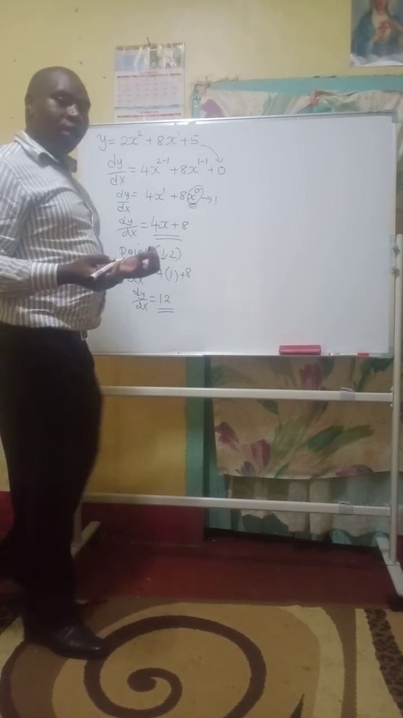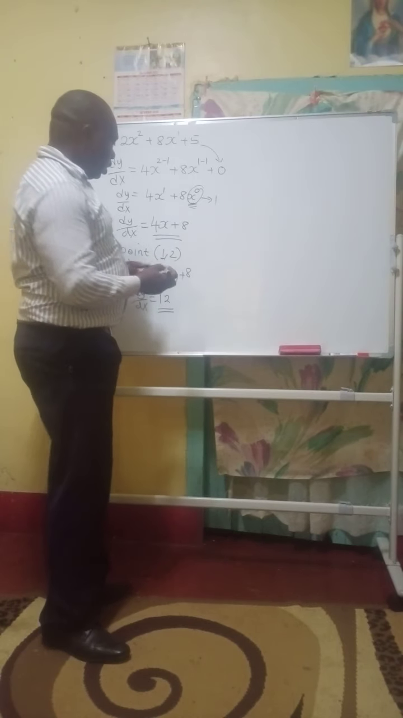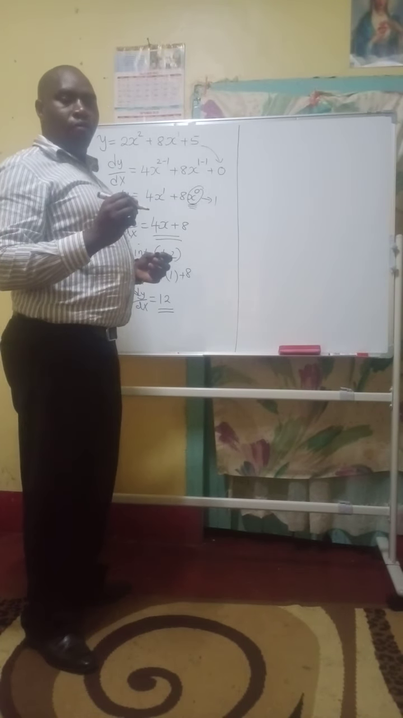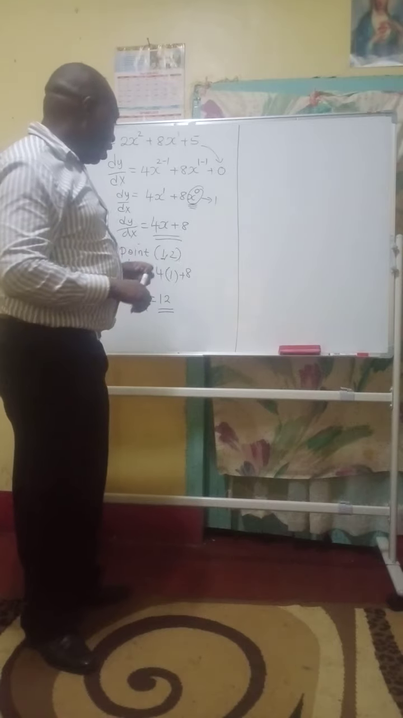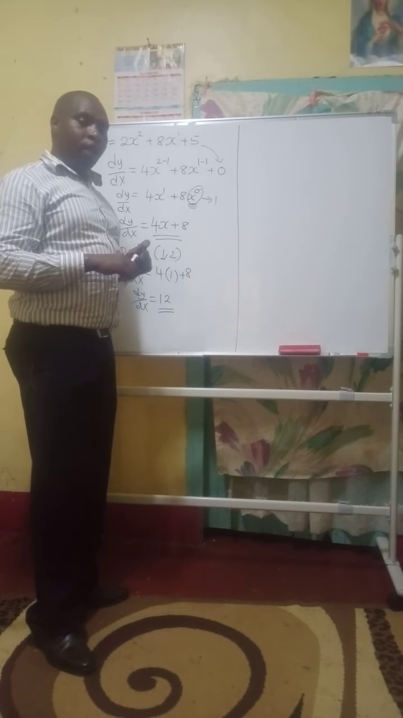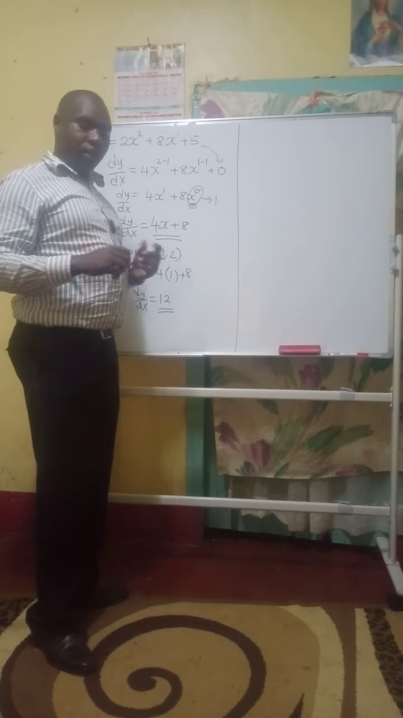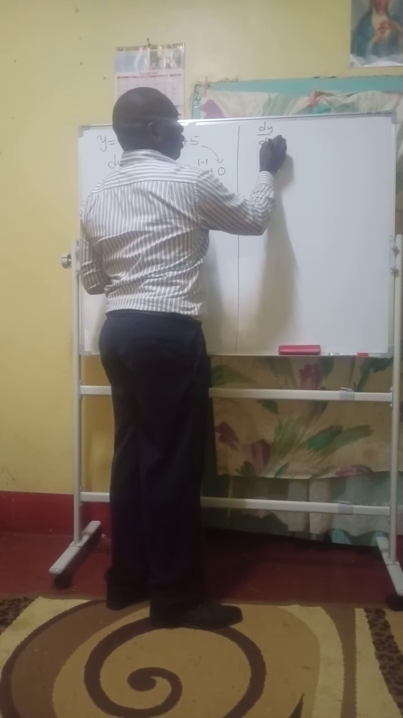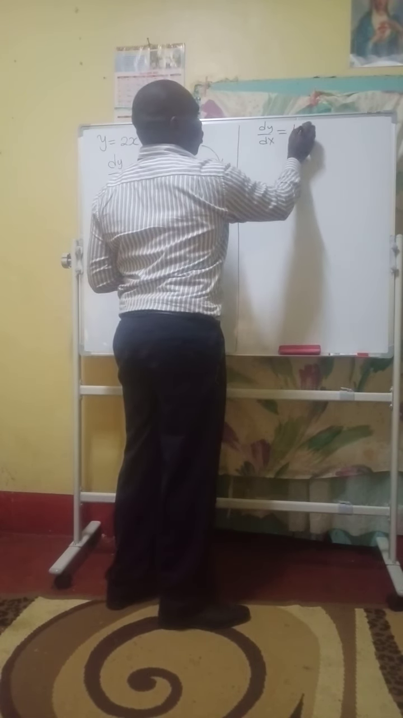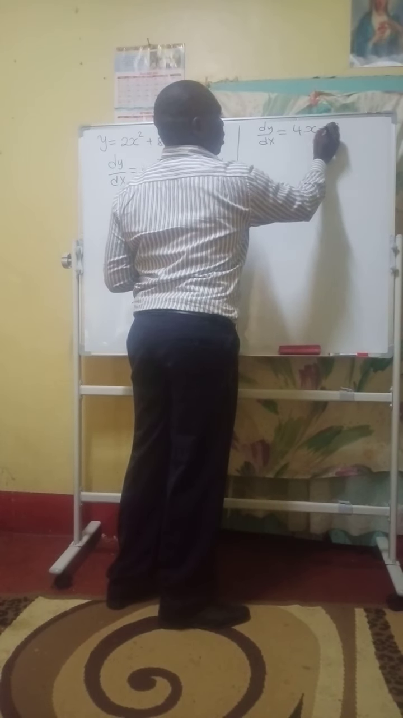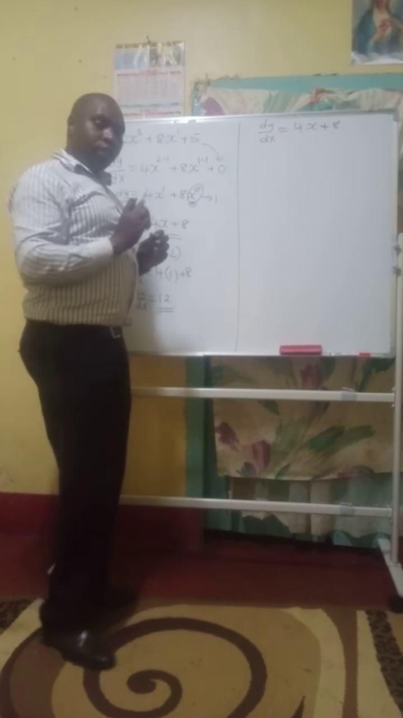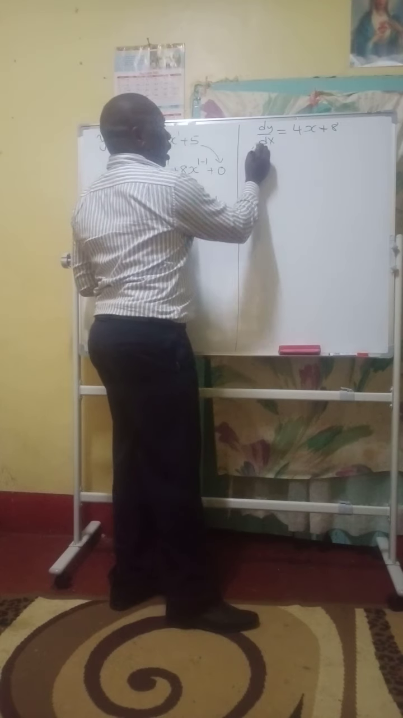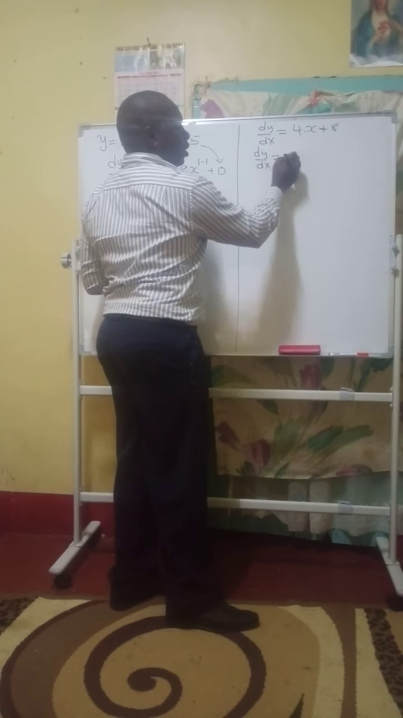Now, somebody may ask you to tell what is the nature of this point. Is it a point of maximum, or is it a point of minimum? If that is what you're required to determine, then you can work it as follows. You already have your gradient function, which is dy over dx is equal to 4x plus 8. Now, at the point of a turn, dy/dx is equal to 0. At the turning point, dy/dx is equal to 0.